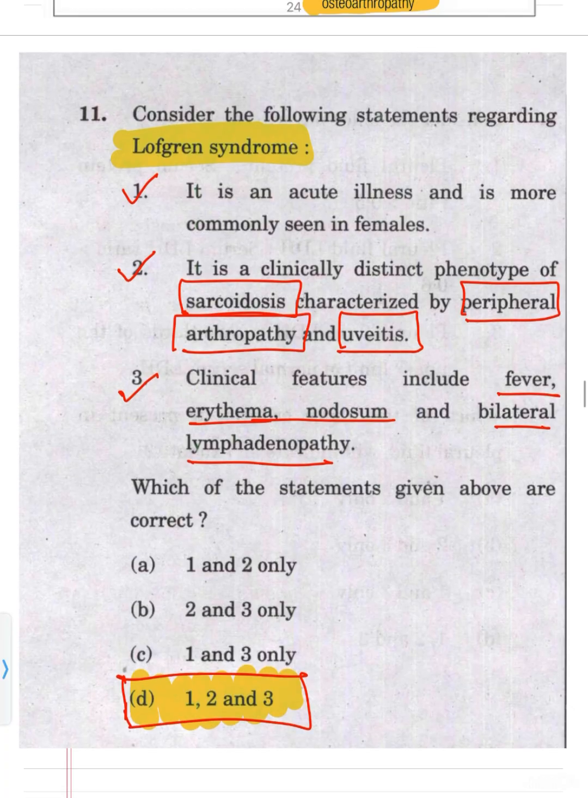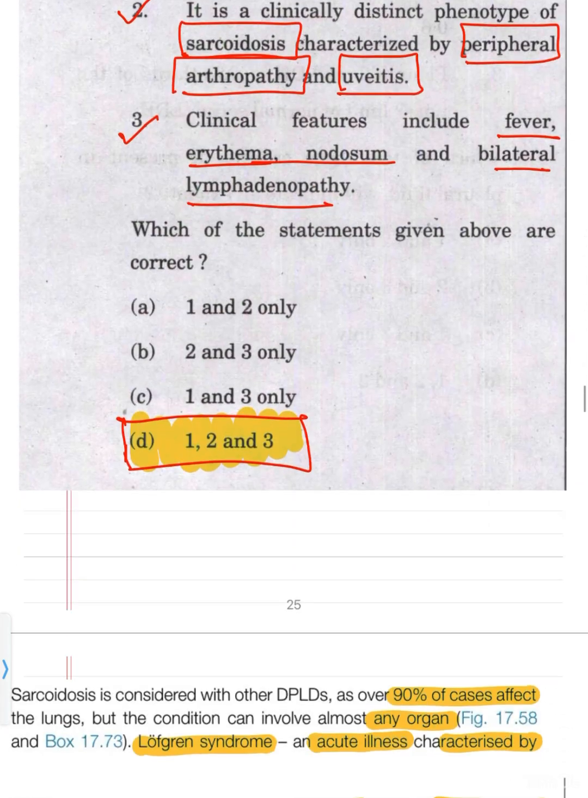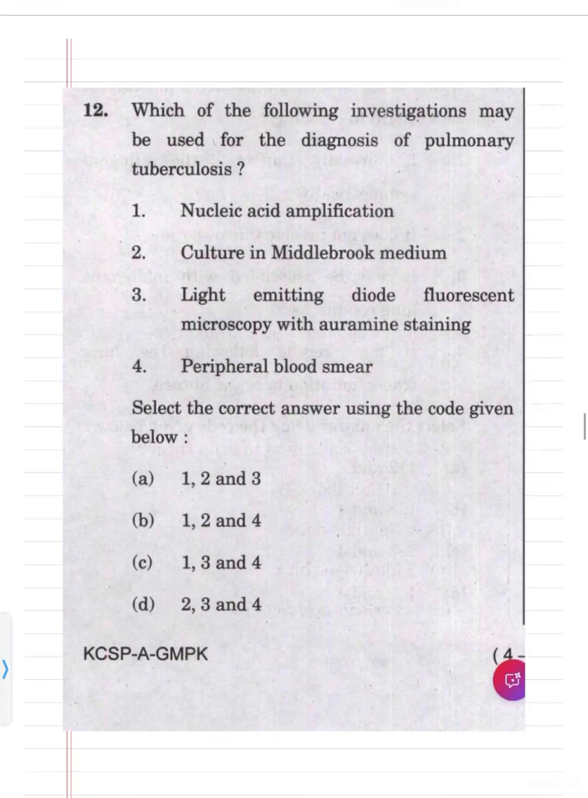So this was about Lofgren syndrome, which is seen in the case of sarcoidosis. It is an acute illness. It is commonly seen in females, and it is characterized by peripheral arthropathy, uveitis, and the patient can present with fever, erythema nodosum, and bilateral hilar lymphadenopathy. So this was question number 11.